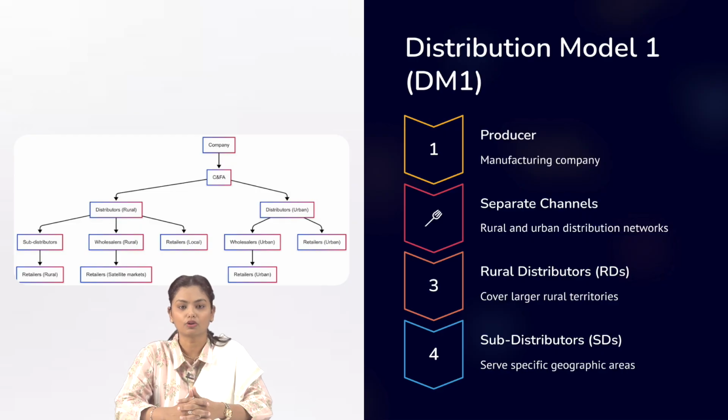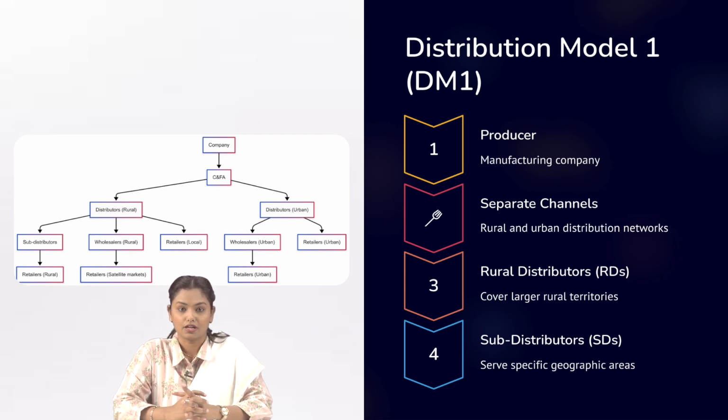Let us start with distribution model 1. This is considered an advanced model characterized by the use of distinct and separate channels for distributing products in urban and rural markets. This approach is typically utilized by established companies that already have a significant presence and experience in rural regions. The core of its channel structure is the separation of rural distribution from urban operations, allowing for concentrated focus on the unique needs of the rural market.